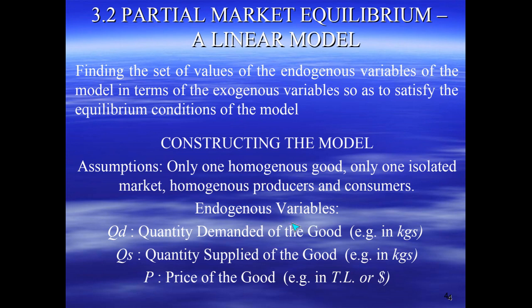What are the endogenous variables of the model? QD, Q sub D, is the quantity demanded of the good, for instance in kilograms or in kilowatt hours, whatever. QS is the quantity supplied of the good. This one is in kilograms as well, or in kilowatt hours, in liters if we buy water, in gallons, whatever. P is the price of the good. This is expressed in Turkish liras or American dollars, euros, Japanese yen, whatever currency you use in this country, in this region.